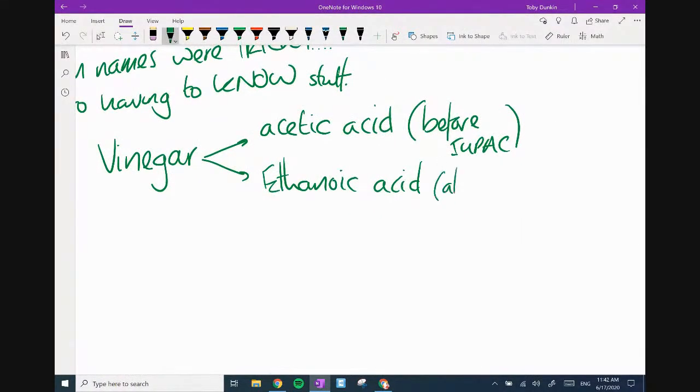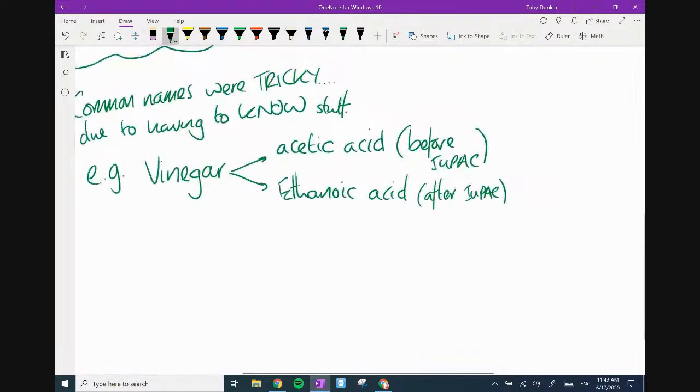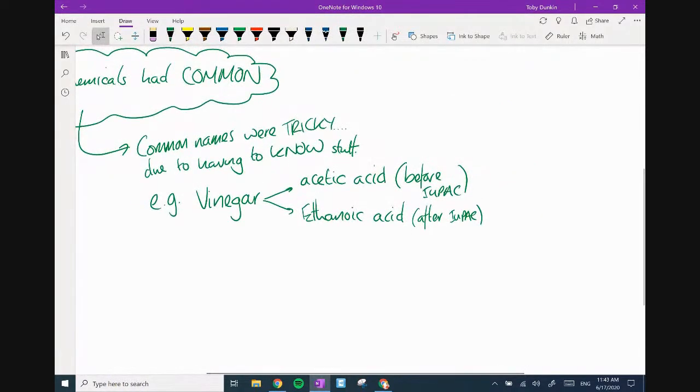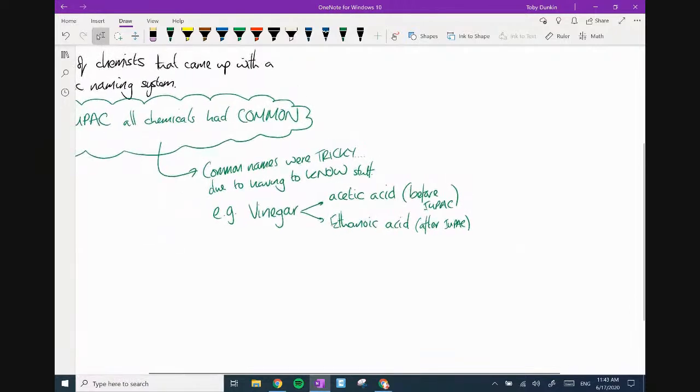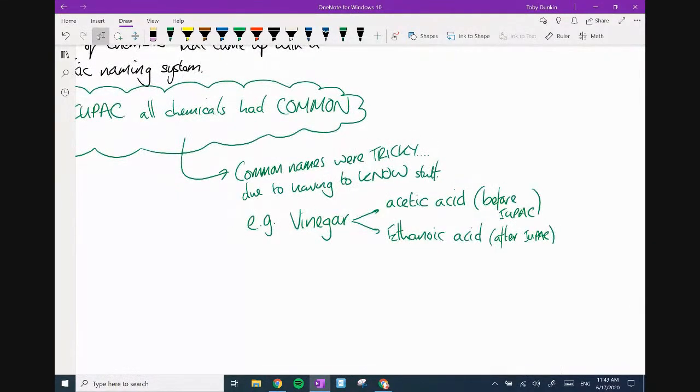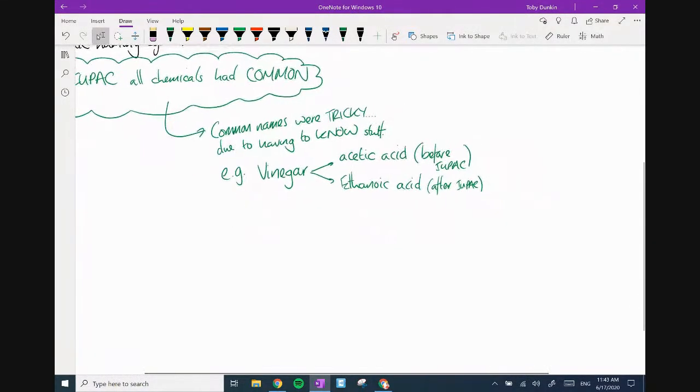This is after IUPAC. So they came up with a system that allowed people to draw things without knowing who they were. That's kind of neat because it means that all you had to do was learn the rules and you could draw stuff. How cool is that? Anyway, I just thought I'd give you an example. I'm trying to think of another example.